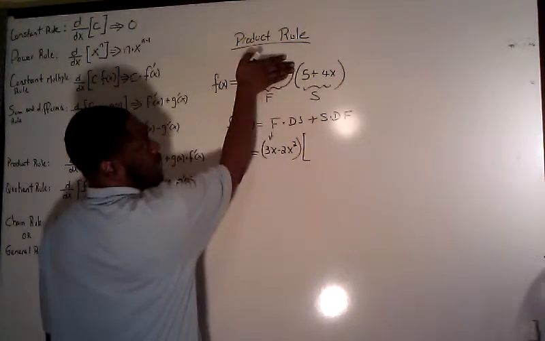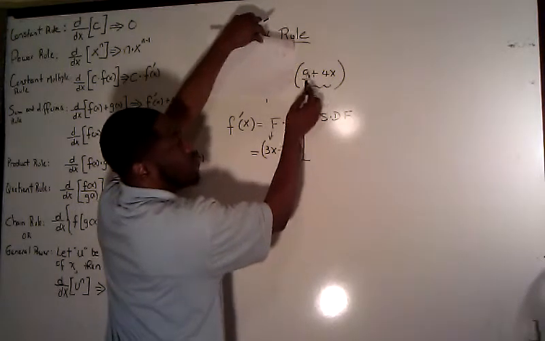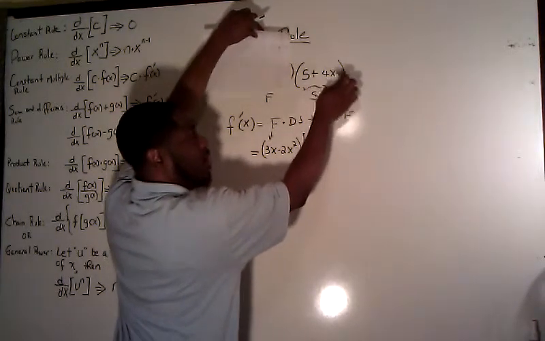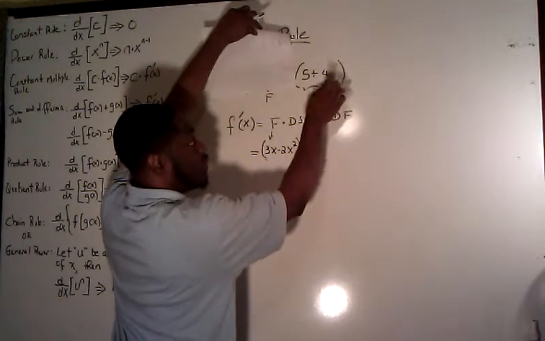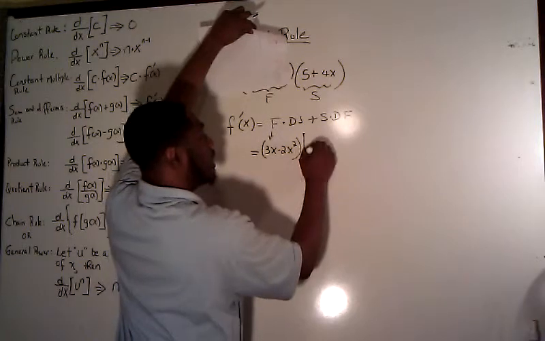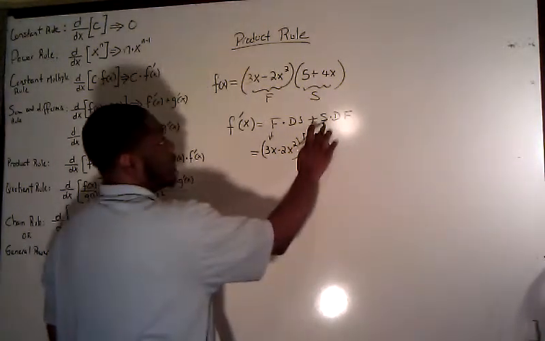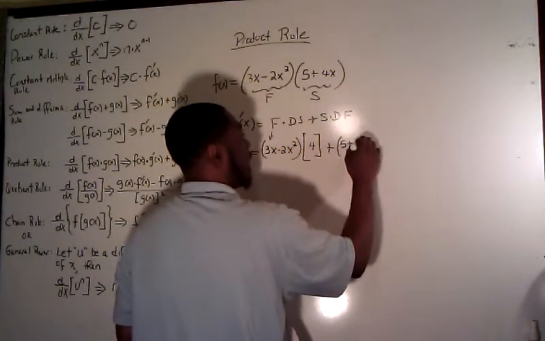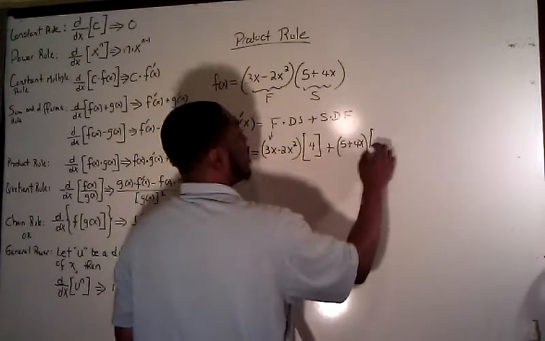If I take the derivative of that, well, I can use the sum and difference rule to say, okay, the derivative of this guy here is just 0. The derivative of this guy here, the derivative of 4x to the first power, is just 4. So that's just 4 there. And then I have the second function, which is that function written out, 5 plus 4x, times that by the derivative of the first.